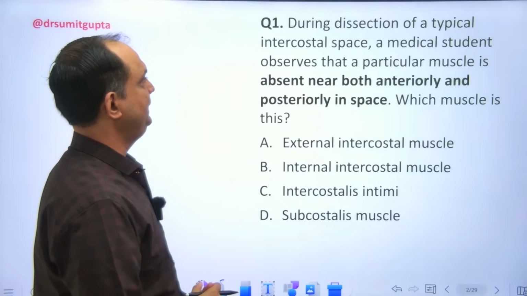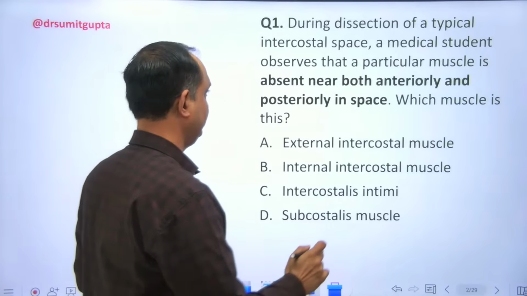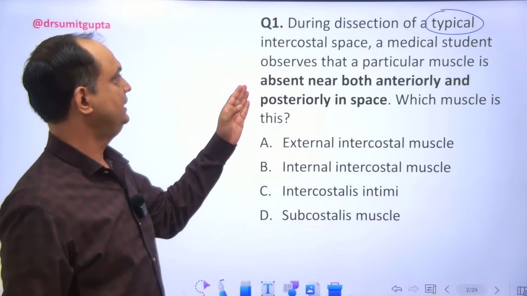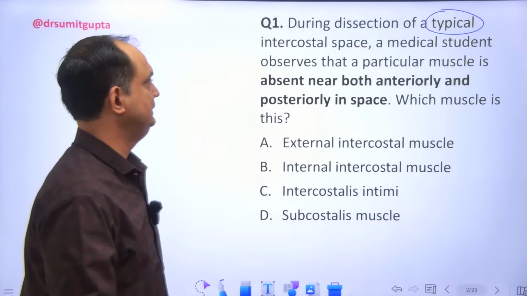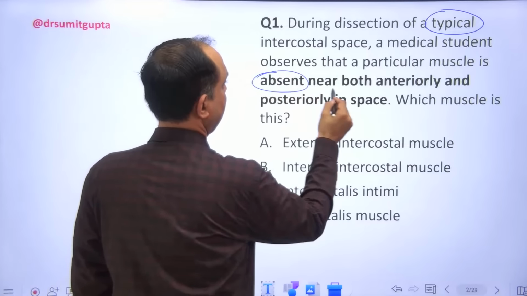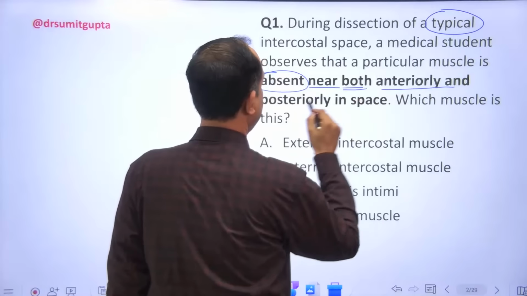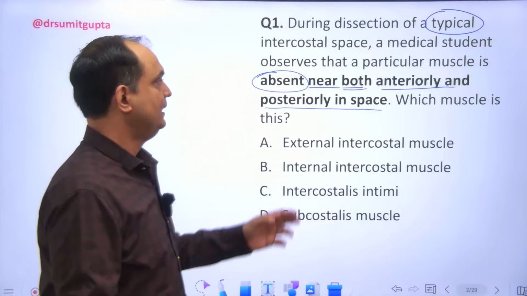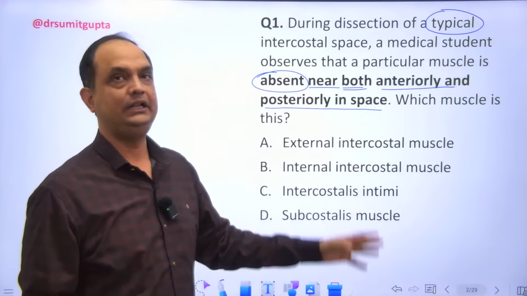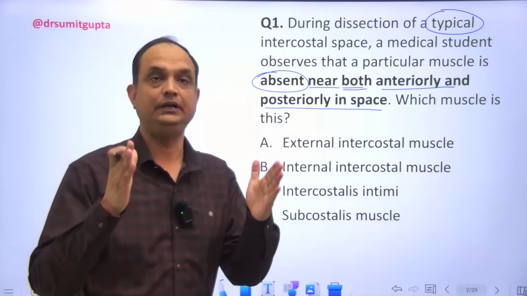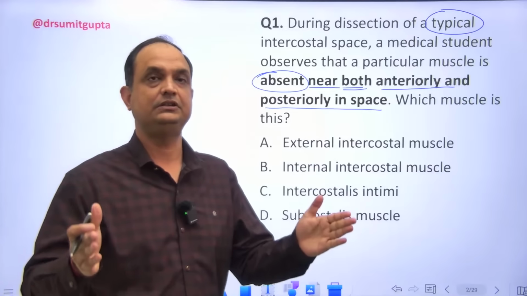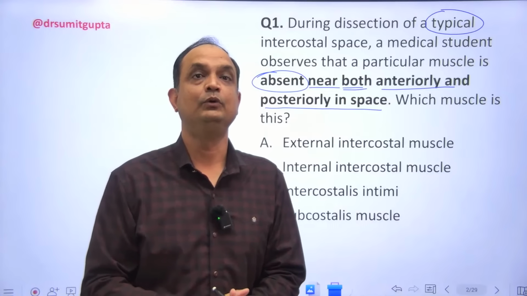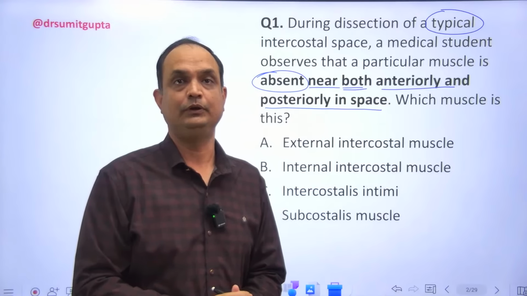During dissection of a typical intercostal space, what is the key point? We are dealing with the typical intercostal space. A medical student observed that a particular muscle is absent near both anterior as well as posterior in the space. Clear? Which muscle is this? Now, when you are dealing with the muscles of the intercostal space, there are three muscles: external intercostal, internal intercostal, and you will have the innermost intercostal, which has three components.